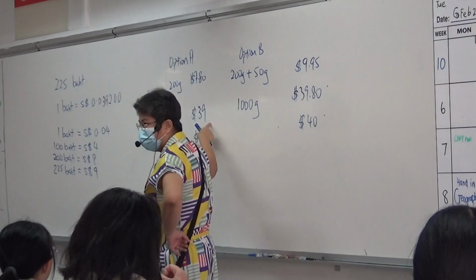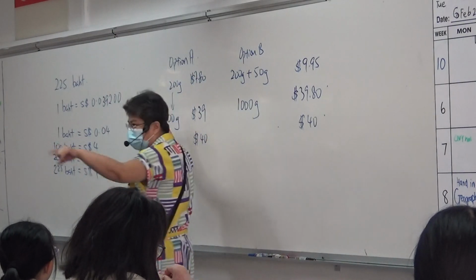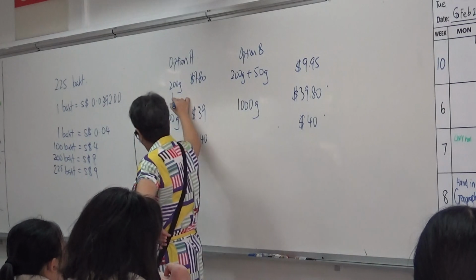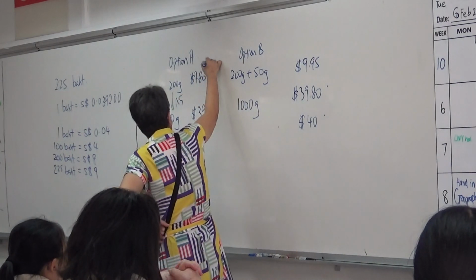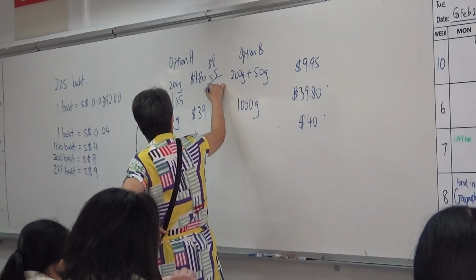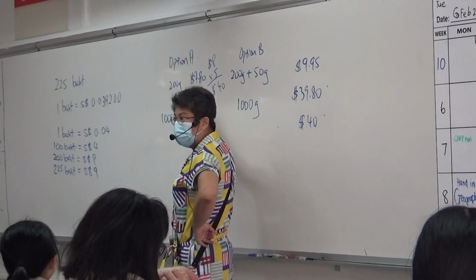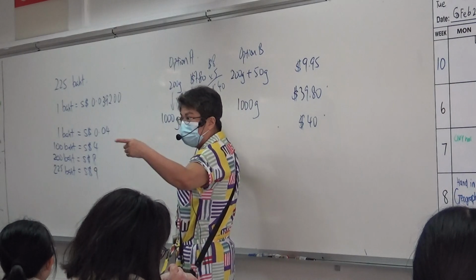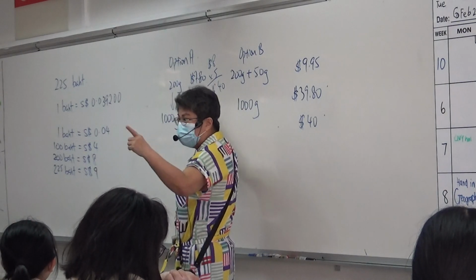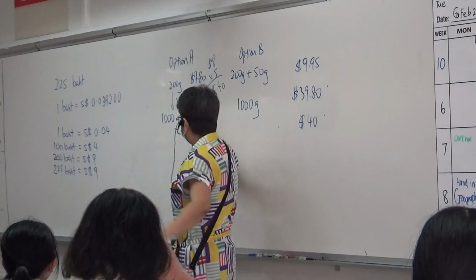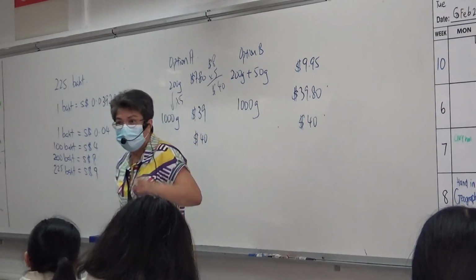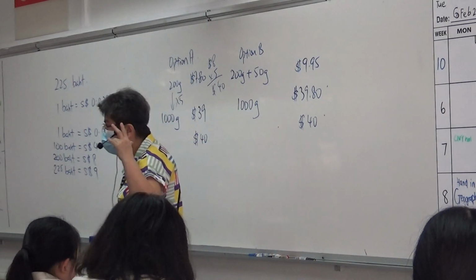How do I get from here? Times 5. If I bring this to $8, I times 5, how do I get? 40. But I overcount 20 cents. Each time overcount 20 cents. So I must minus off what? $1. That's why it's 39. You understand my logic here?